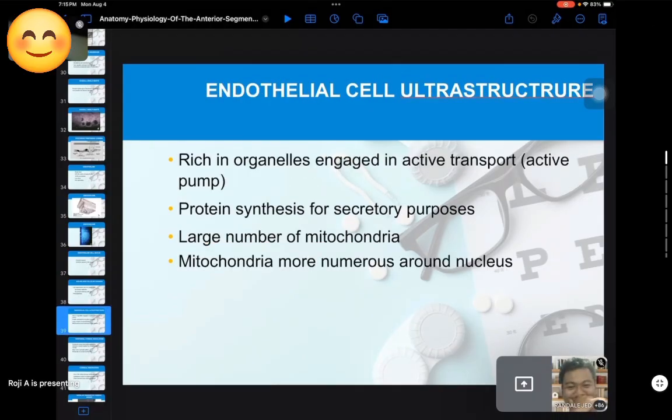All right, endothelial cells ultrastructure. You have rich organelles, which are engaged in active transport. So what is an active pump? It's just like bringing in, what is an active pump? Like water. Do you think your water will be accessible without a pump?